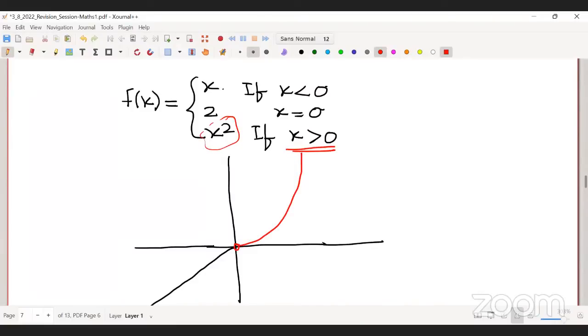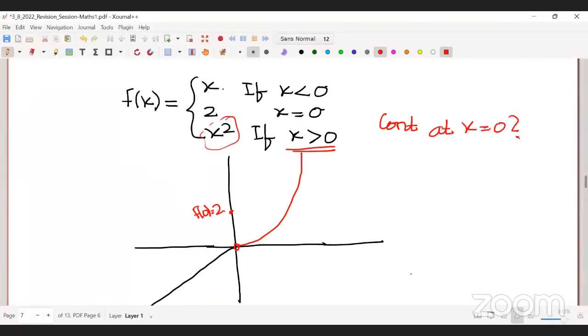Okay, and at x equal to 0, the value of the function is 2. This is f of 0. Now what I need to do, first, my main aim is to check whether this function is continuous at x equal to 0 or not. That is my aim.